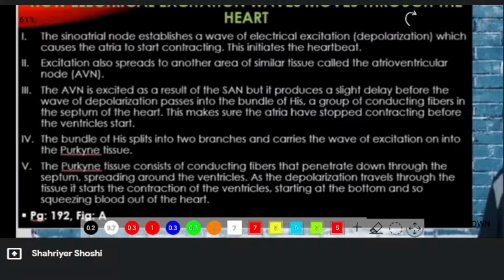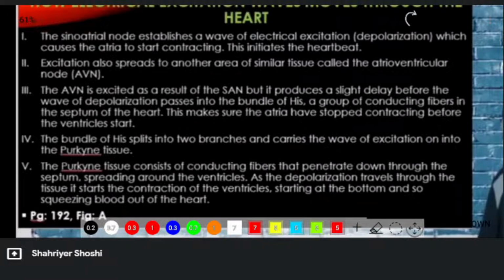So that means that the nerves we have inside our body actually have an electric potential. Okay, so the sinoatrial node actually just establishes this potential to create an electric wave, which causes the atria to contract and the heart to beat.